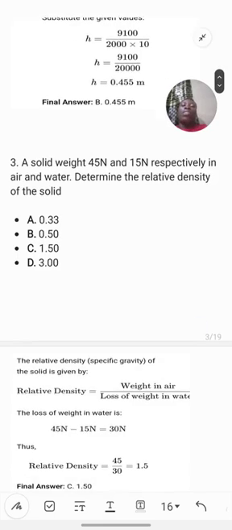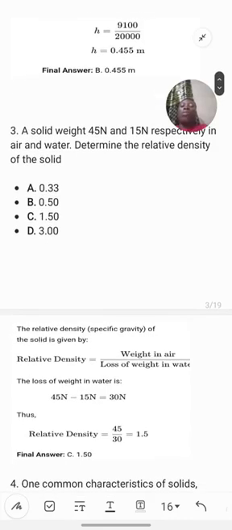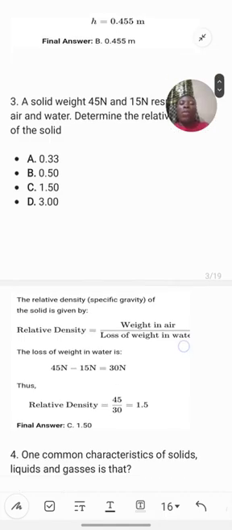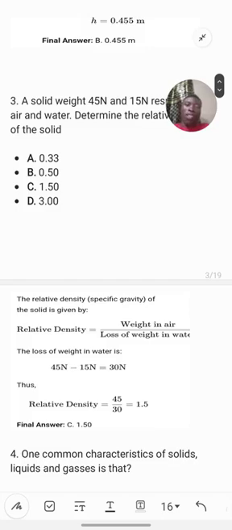So how do we calculate loss of weight in water? It means we are going to subtract the solid weight in water from that in air. So that is why we are having 45 Newton minus 15 Newton, which is 30 Newton. So the relative density will now be weight in air, which is 45 Newton, divided by the loss of weight in water, which is 30 Newton. So we are going to be getting 1.5. That is option C.